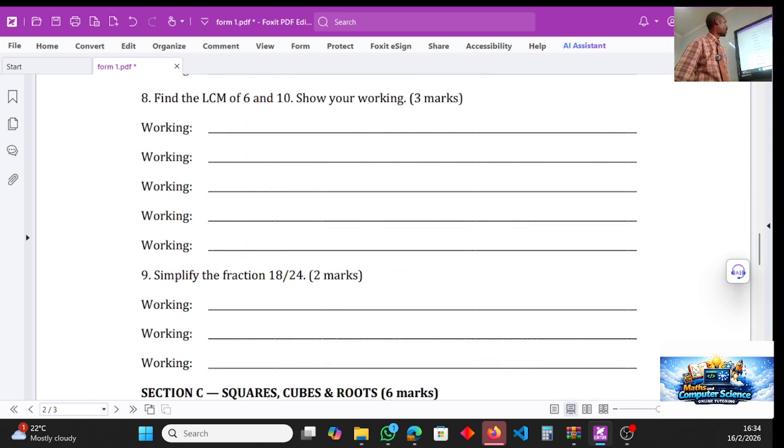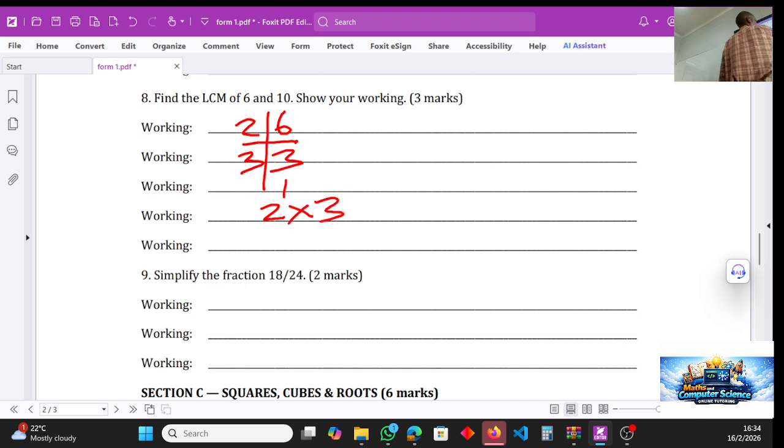Then the next we are required to find the LCM of 6 and 10. We use the method of prime factorization. Because 6 is even, it is divisible by 2, giving us 3, which is prime, divisible by 1 and itself. So we can rewrite 6 as a product of its prime factors, which will be 2 and 3. Then we go on to 10. 10 is divisible by 2 because it's even, giving us 5, which is prime. So if I write it below, I'm going to have 2 multiplied by 5.